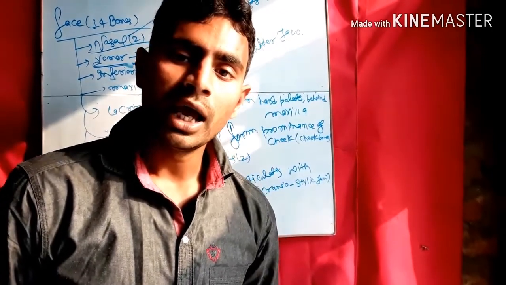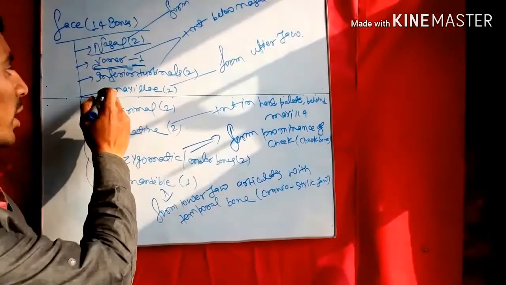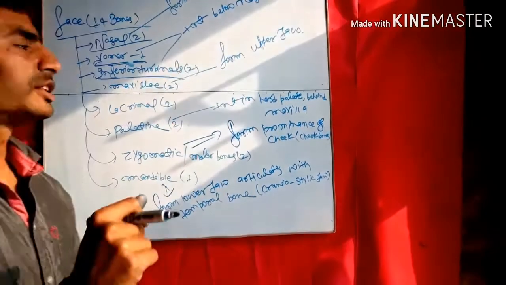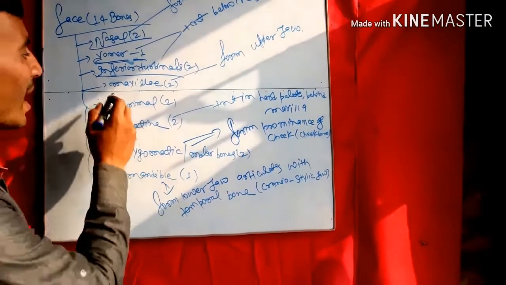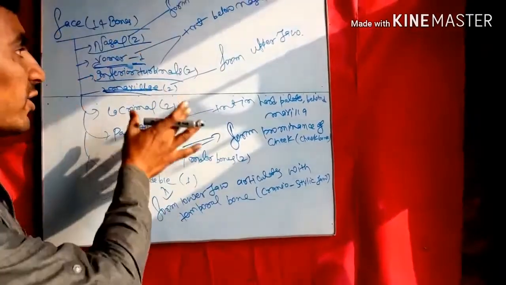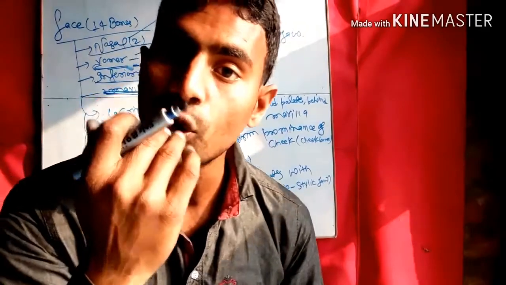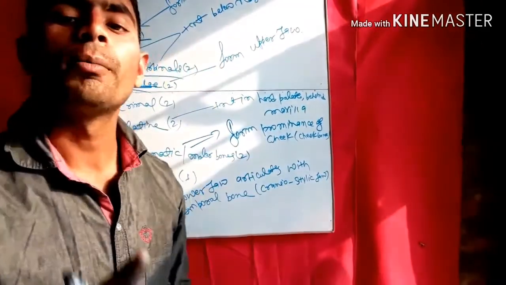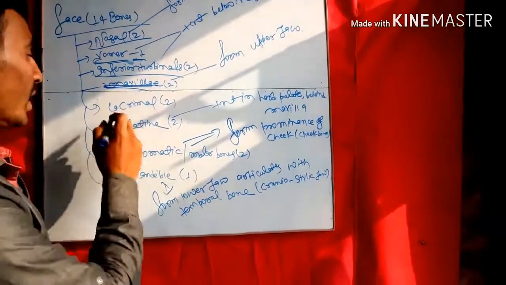Vomer and inferior turbinates are present below the nasal bone. Maxilla: two bones are present in the maxilla, and the maxilla forms the upper jaw. The maxilla is formed by two bones.